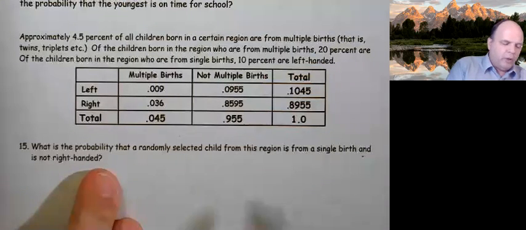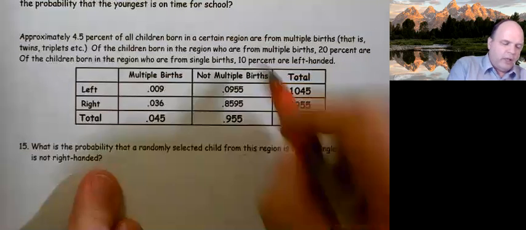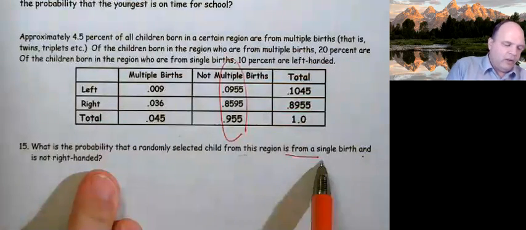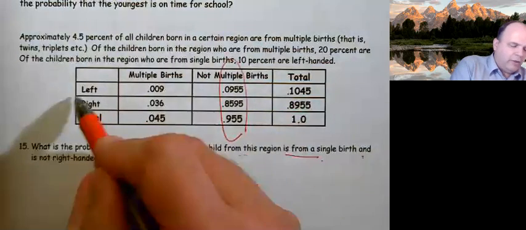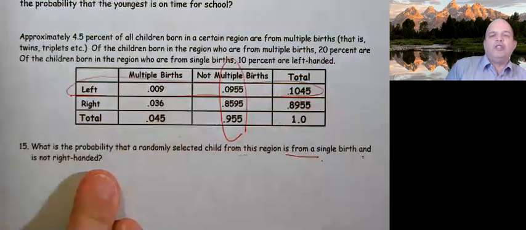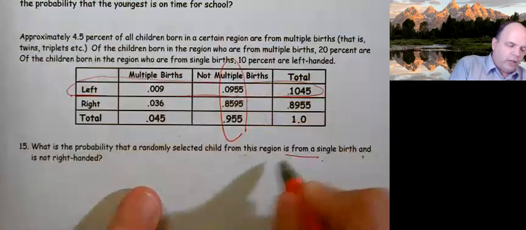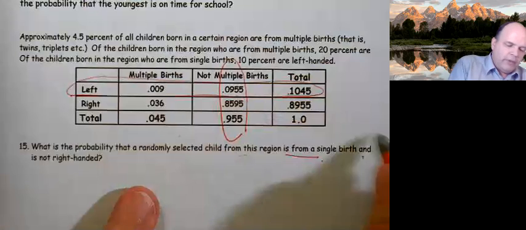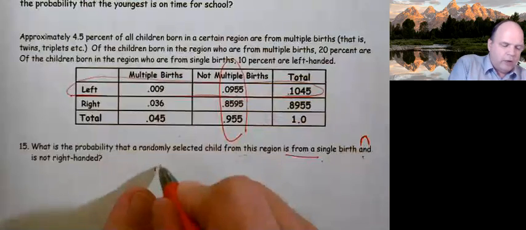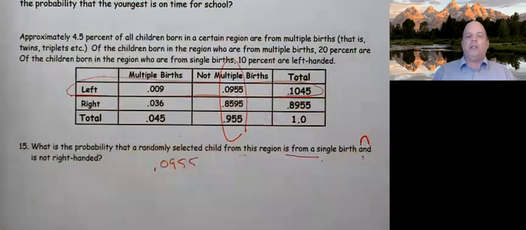All right, so be real careful. Probability that a randomly selected child from this region is from a single birth. Okay, that means they're this, because that's a single birth, and is not right-handed. Well, if they're not right-handed, that means they must be left-handed. They didn't condition it on anything. There wasn't any given. So my answer is purely just the intersection. And this right here tells me I'm looking for an intersection. So the answer to number 15 is 0.0955.